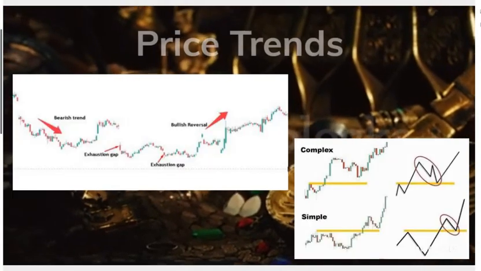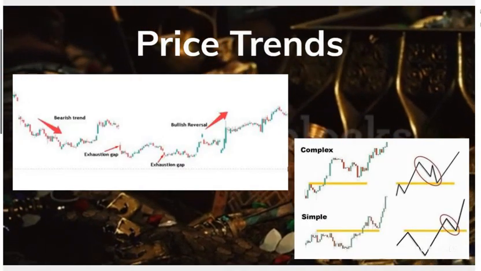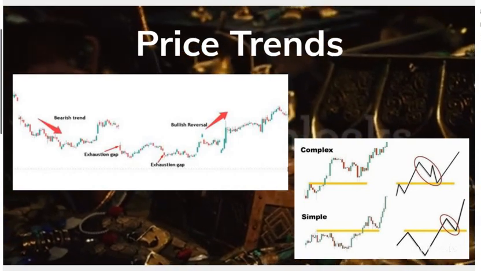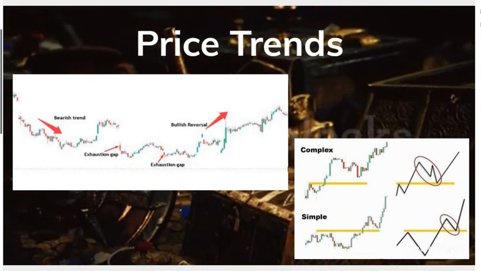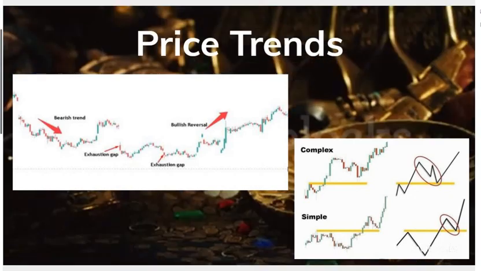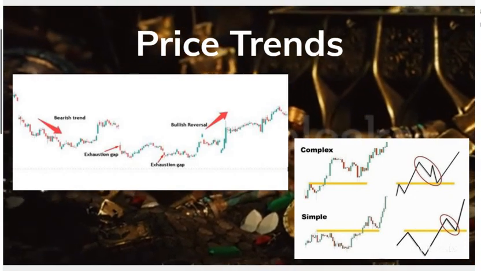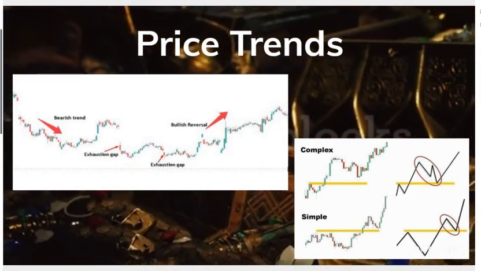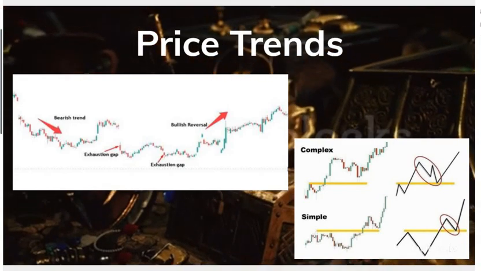4. Price trends. Trends are like following footprints on the treasure map. If you see a trail of upward footprints, it's like traders are hiking uphill towards more treasure. Downward footprints? They might be heading downhill, maybe toward hidden traps.